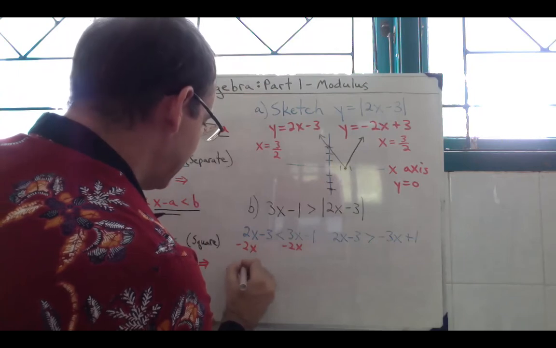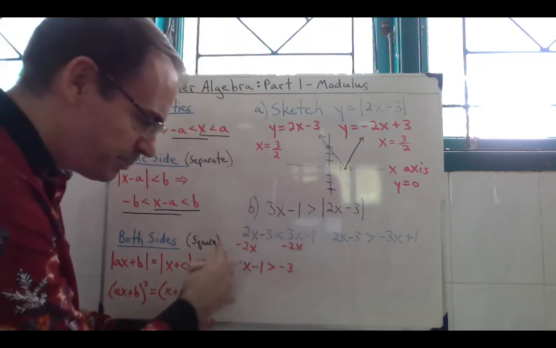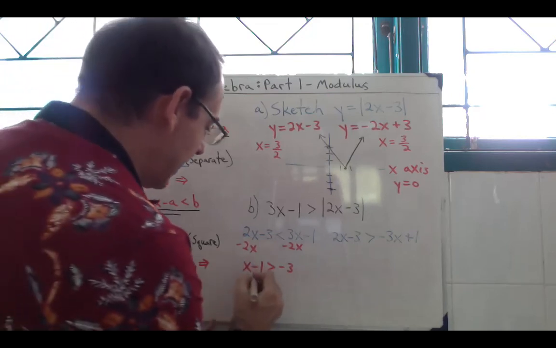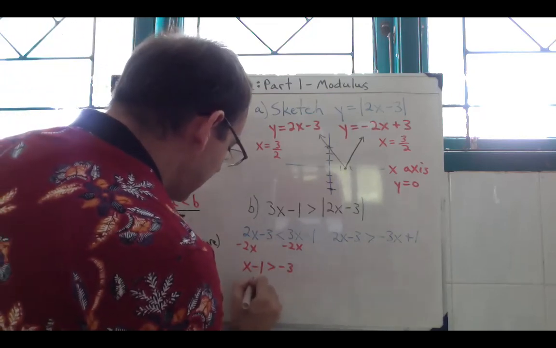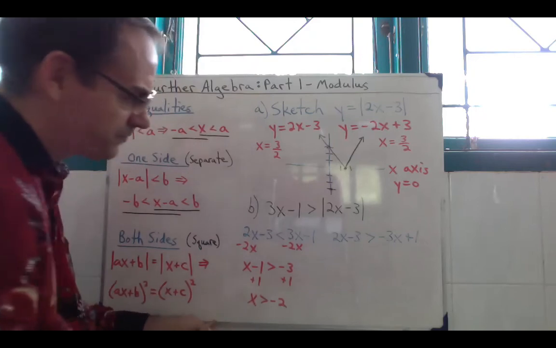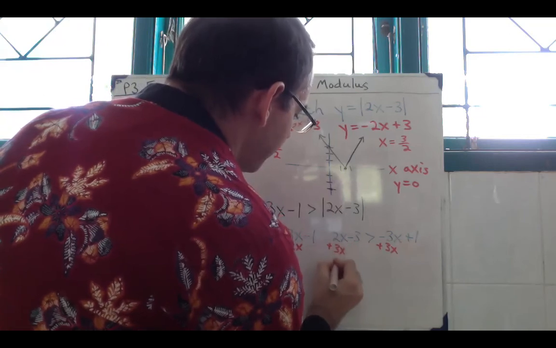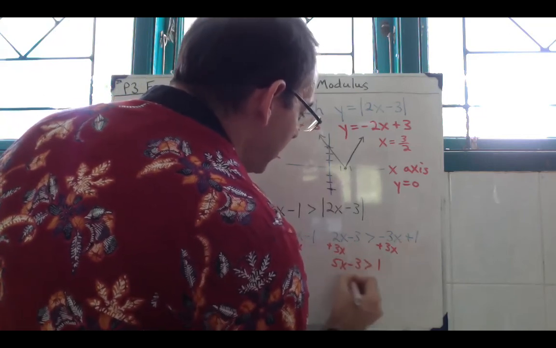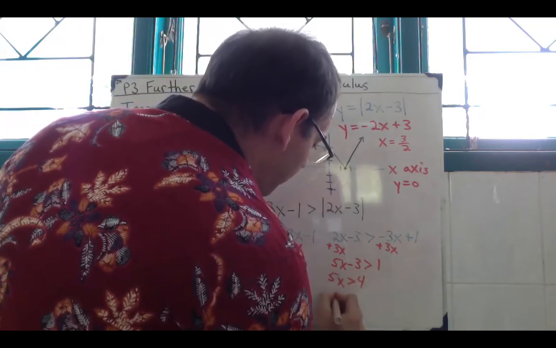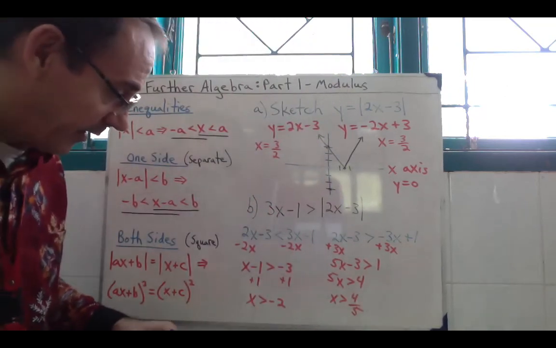So we're going to get x minus 1 greater than negative 3. I like to put x positive and in the front, so I kind of flipped us around again. And then add 1, x is greater than negative 2. Over here, add 3x, 5x minus 3 is greater than 1. Add 3, 5x is greater than 4. x is greater than 4/5.